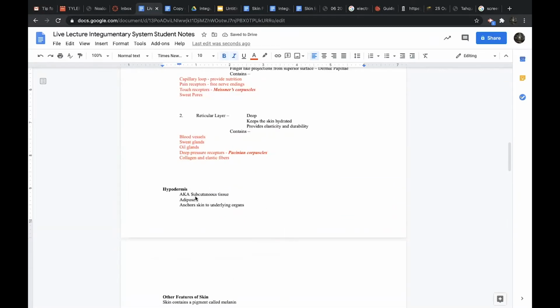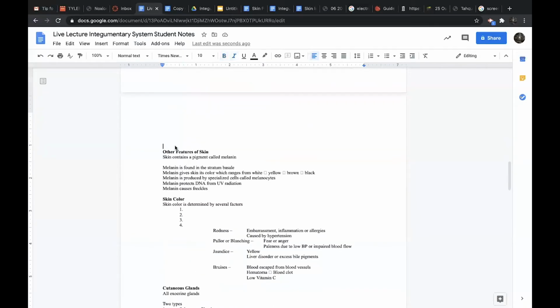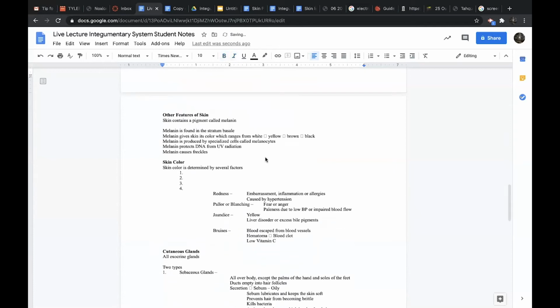The hypodermis, aka subcutaneous tissue. Okay, it's adipose. Adipose is another term for fat. It anchors skin to underlying organs. It's kind of just like connective tissue, right? So it keeps your skin connected to your body. Okay, we'll scroll down, look at some other features of skin.